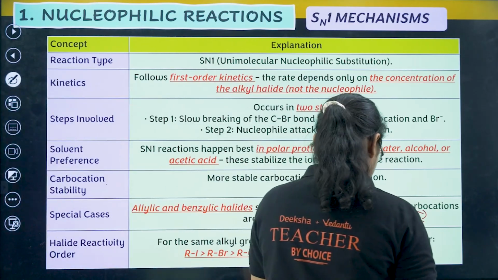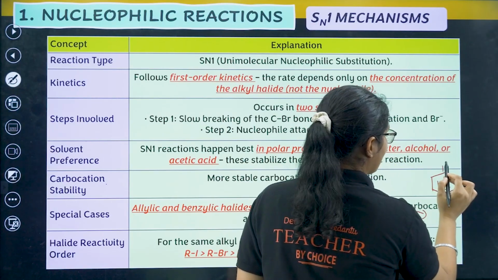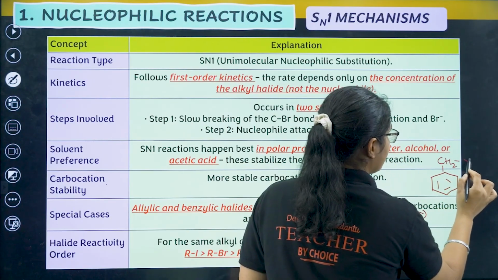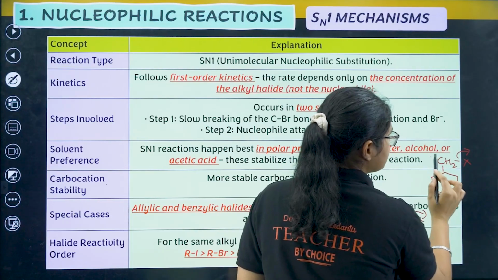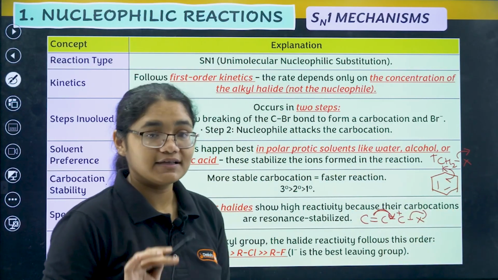Now if I have the next one, a benzene ring, here once X goes, the positive charge will flow around the ring, and this is also resonance stabilized.